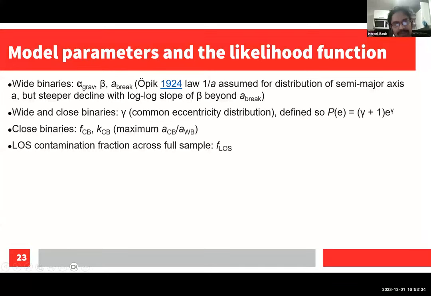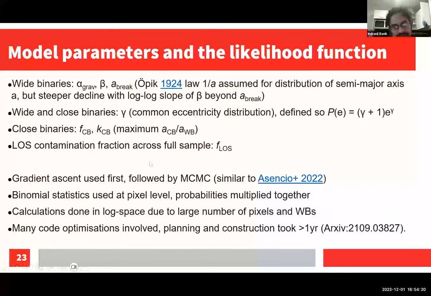These then are the model parameters. There's the gravity law. There's a couple of parameters associated with the semi-major axis distribution of the wide binaries. It's a double power law with a break radius and a high end slope of beta. Sorry, this should say the low end slope is fixed to a to the minus 1.6. The eccentricity distribution is parameterized using gamma, defined like this, so it's a power law going as e to the gamma. Closed binaries, I've already explained, there's these two parameters: the likelihood of closed binary companions and the maximum ratio of semi-major axes. And then the line of sight contamination fraction.